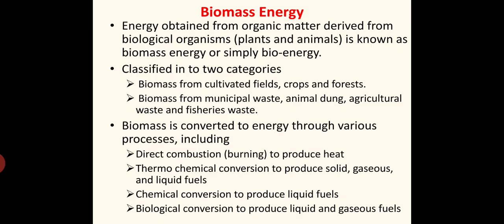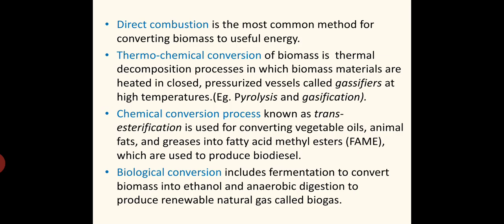Usually the broadest classification of biomass energy is: first, biomass from cultivated fields, crops and forests, and the second one is biomass from municipal waste, animal dung, agricultural waste and fisheries waste. So these are the two classifications. Now biomass is converted into energy through various processes, including direct combustion. By direct combustion we can convert biomass into energy. Then comes thermochemical conversion to produce solid, gaseous and liquid fuels. Along with thermochemical conversion we have another method, chemical conversion, and of course biological conversion methods are also there. All these methods we will discuss in detail in this module.